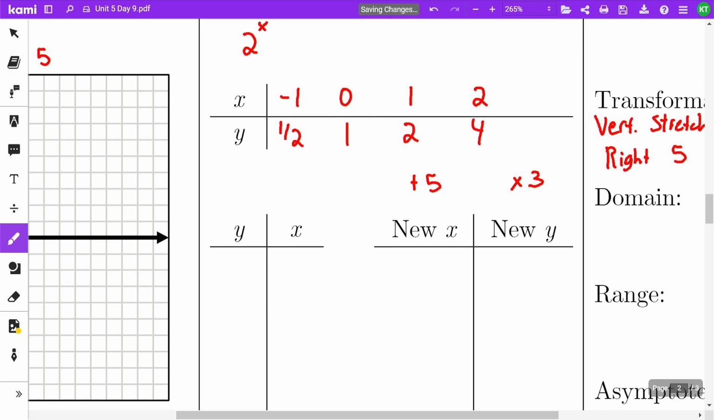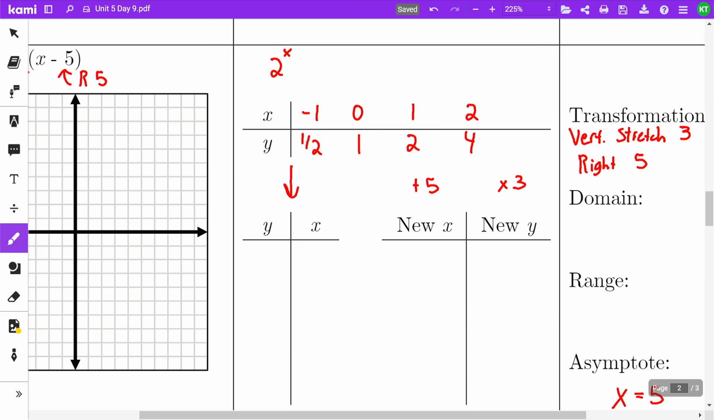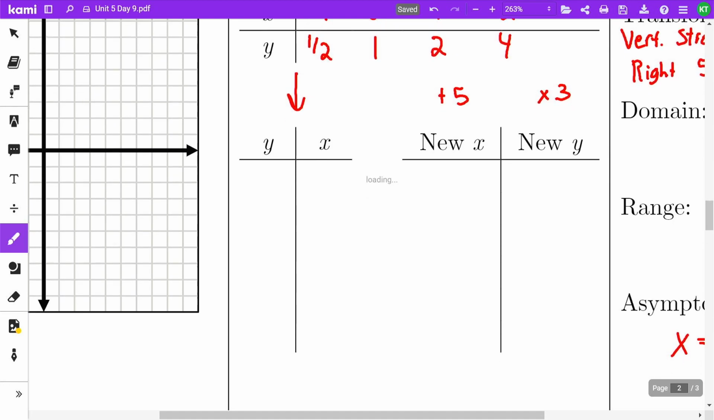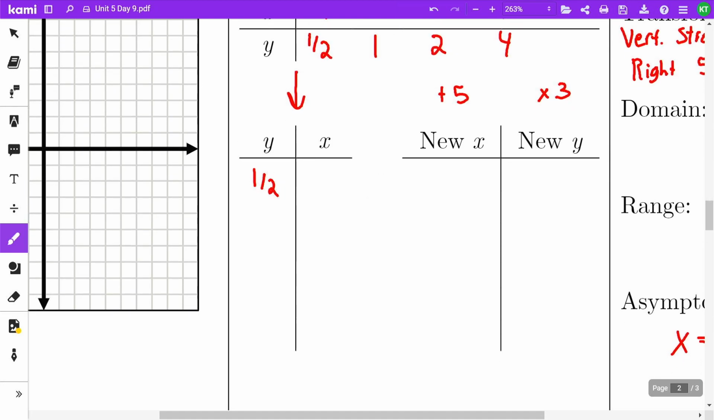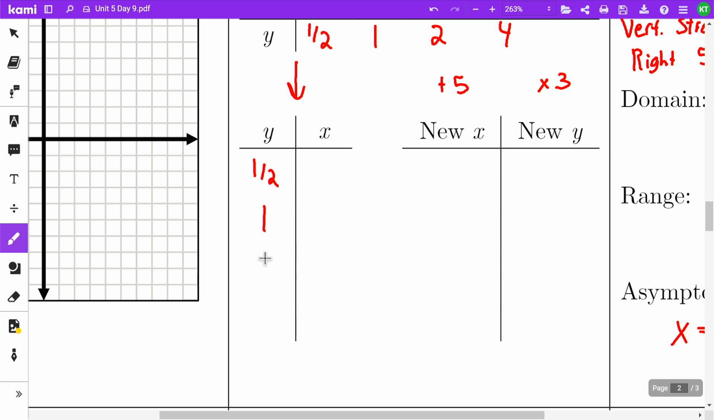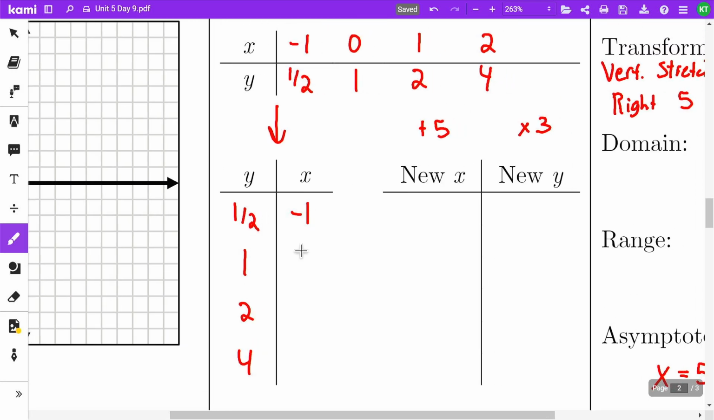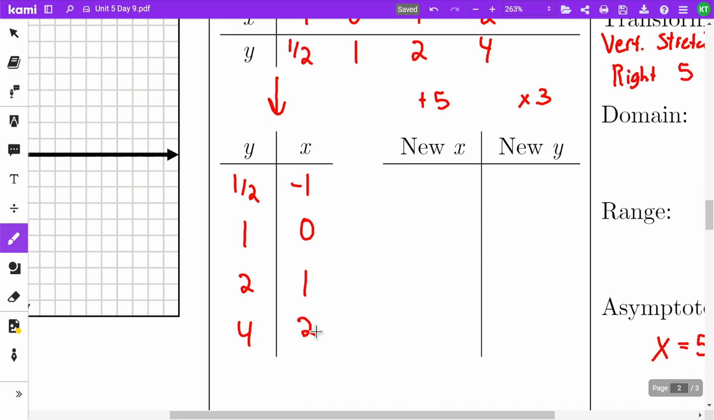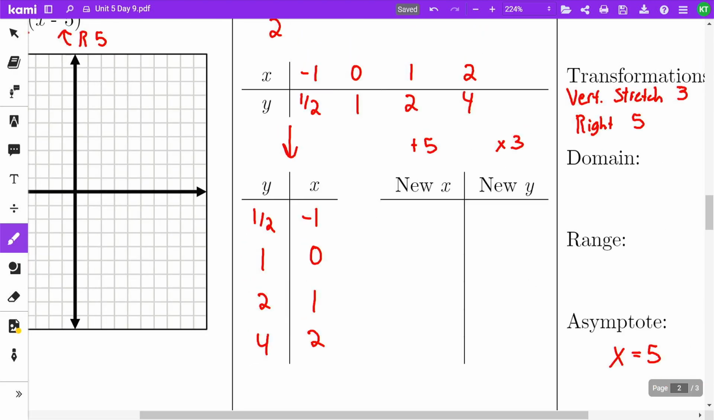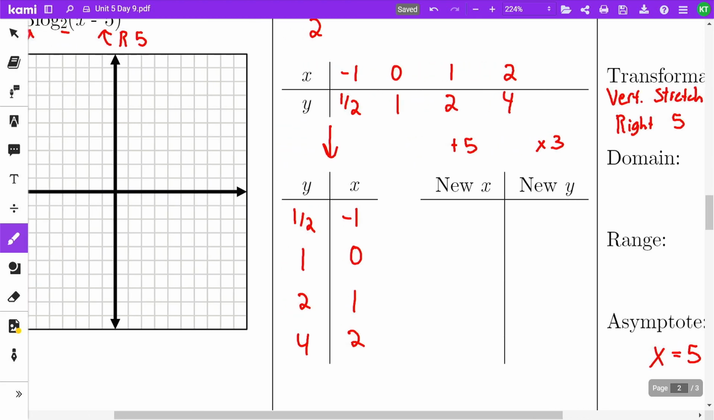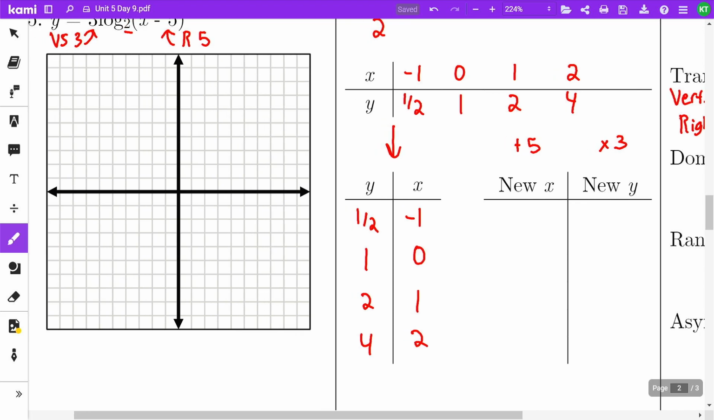So let's go ahead and swap my x and y values here to go back to being a log. And that means that my new x values will be 1 half, 1, 2, and 4. And my y values will now be negative 1, 0, 1, and 2. Before we move on and do our new table, let's go ahead and put my asymptote at x equals 5. So that would be right here.